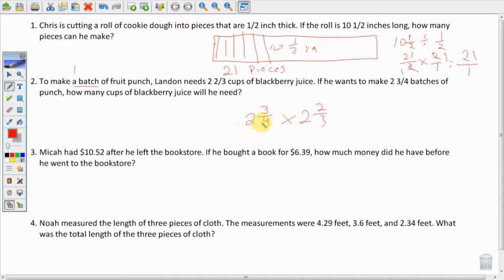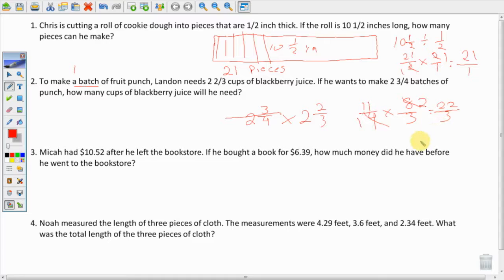So we've got 2 times 4 is 8, plus 3 is 11 over 4. So I'm going to rewrite this over here, 11 over 4. Done with that one. 2 2/3, so 2 times 3 is 6, plus 2 is 8. 8 over 3. Let's multiply here. Alright, can I cross reduce? Absolutely. 8 and 4 can be cross reduced by 4. 4 becomes 1. 8 becomes 2. 11 times 2 is 22, over 1 times 3 is 3.